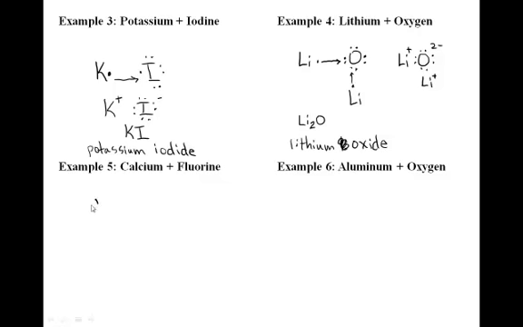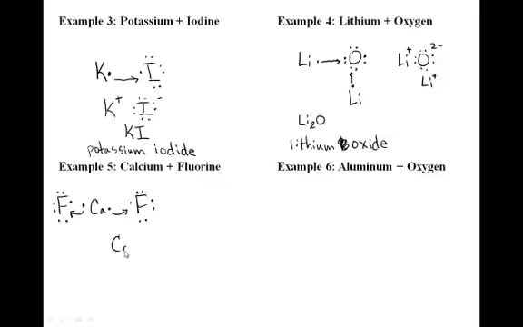Calcium has 2 valence electrons, and then fluorine has 7. So I'm going to put another one over here, because I have an electron here that needs a partner. We have 2 electrons from Ca, so Ca needs to give up 2. We'll put one of them here and one of them there. How's that look to you? Looks fine for me. I think that should work.